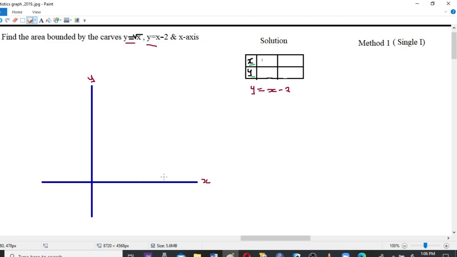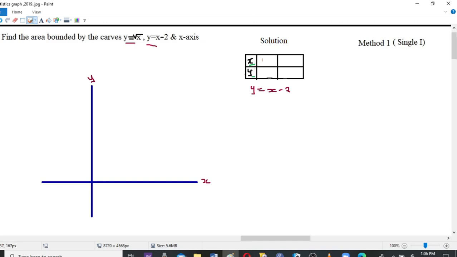Or you can check my videos on shifts, on graph shifting. But we're going to use the simple method, very easy to understand. Remember what we have here, y is equal to x minus 2. This is a linear equation, so we can make use of the box.